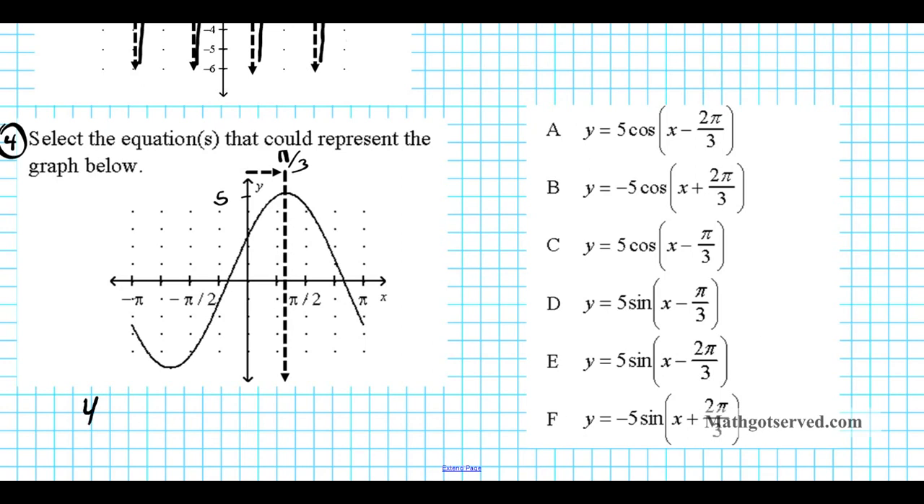It's going to be y equals, the amplitude is 5, cosine. You notice all the options have a period of 1, so let's not bother about that. Let's just focus on the phase shift, x. Now if you shift pi over 3 units to the right, is that a plus or a minus pi over 3? You do the opposite, right? So it's minus pi over 3. So you can clearly see that the first option is option letter C.